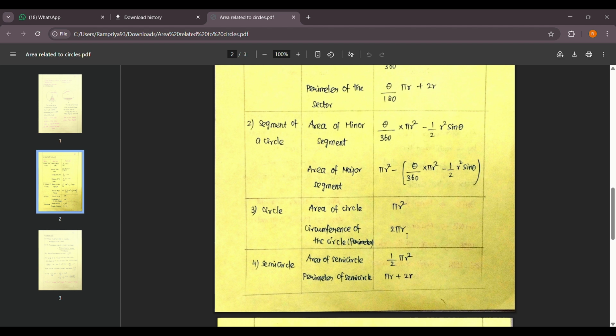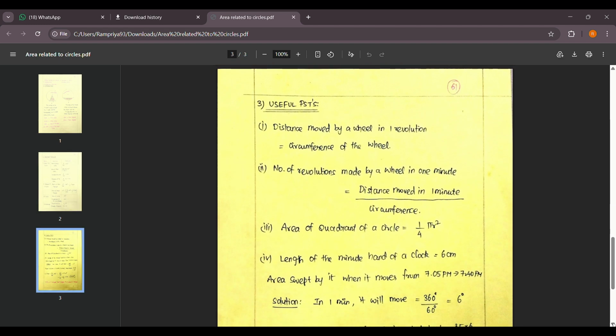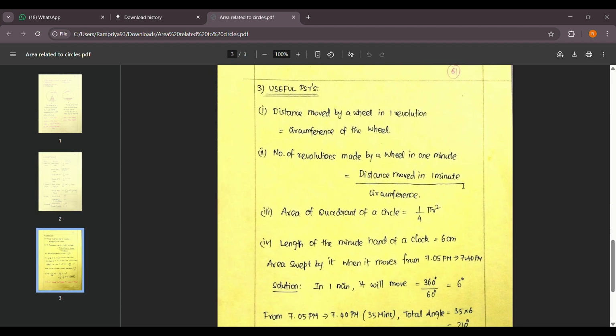You just have to divide this by 2, and you get pi r, and add the diameter to it. So pi r plus 2r, because the diameter is twice the radius. So you have to divide this by 2 and then add 2r to it to get the perimeter of a semicircle. And again, I have given some useful problem solving techniques.